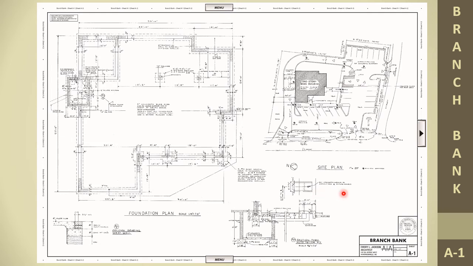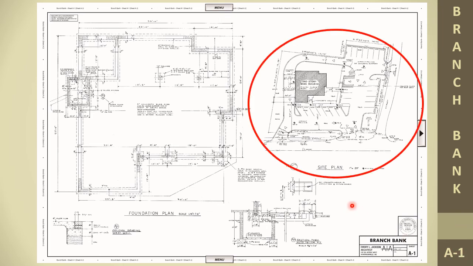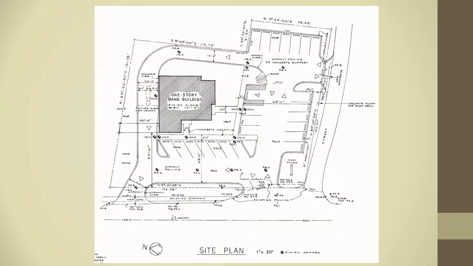Now, this is where you need to turn to handouts and branch bank sheet A1. And here it's called a site plan. Once again, we have a site plan here and a foundation plan here. You can see the size drawn here. This is a scale of 1/4 inch equals 1 foot. Here a scale of 1 inch equals 20 feet. 2 sheets might have given you a little more detail here. So let's take a look at it.